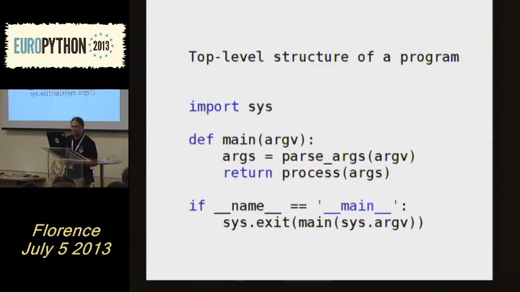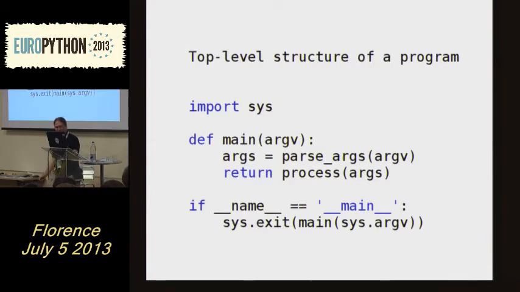The top level structure of a program should look like this. You should have a main function that gets the arguments and returns some value, and then you should call this main function. This is like a C-style main function, and what it does, instead of relying on the automatic functionality of sys.argv inside your main, is makes your main testable. So you can call it in a test and give it different arguments.